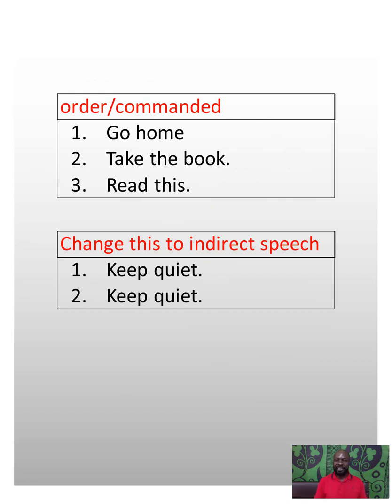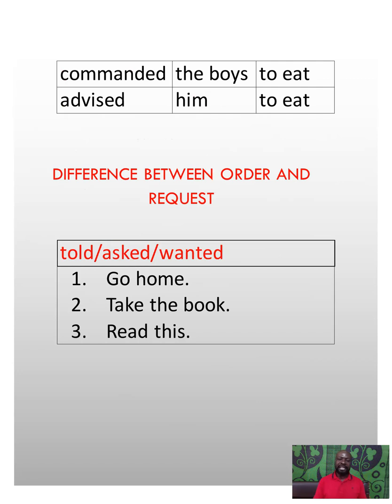So when you are reporting, you have to tell someone, was someone commanding or just talking or asking? That is the difference between order and tell. Order, command, and told, asked, or wanted. Number 1, Sarah told Ali to go home. Number 2, Sarah asked Ali to take the book. Number 3, Sarah wanted Ali to read that.